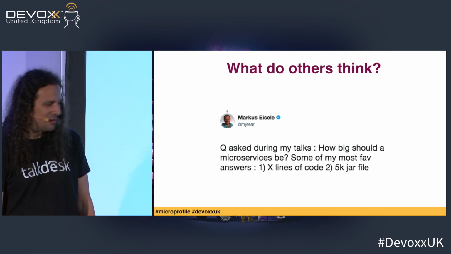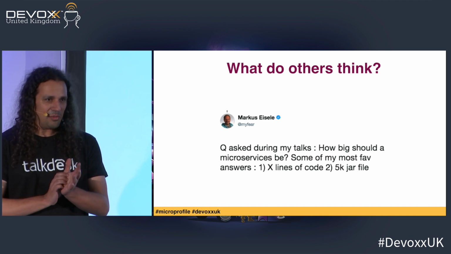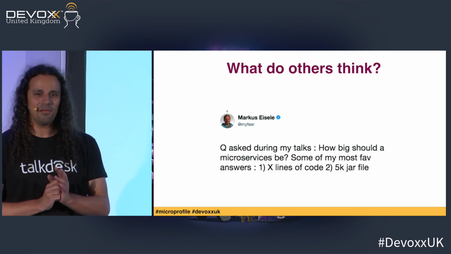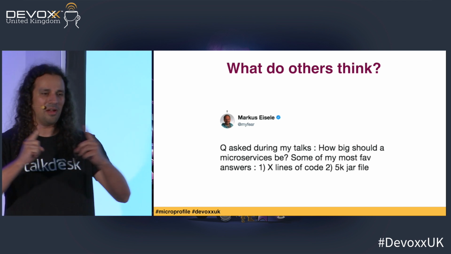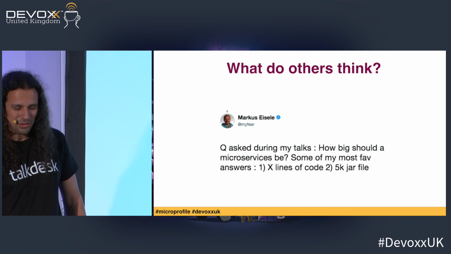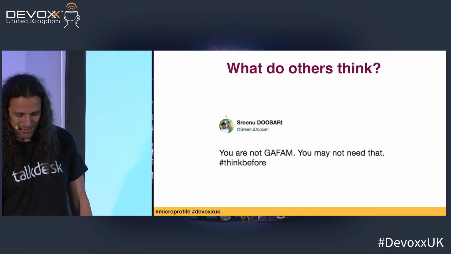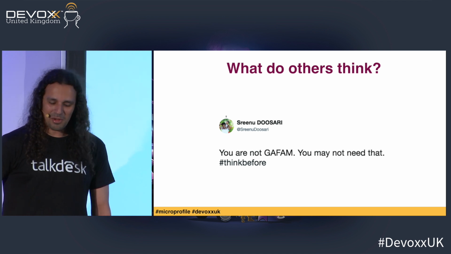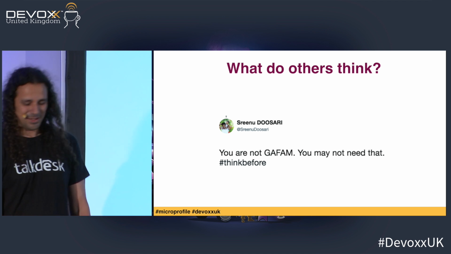Okay, so this is the how big should it be? Especially when people ask me or answer me, it's going to be like 5K lines of code or 100K lines of code. You actually realize that you can put everything in a single line, right? Even a monolith. Will it make it a microservice? We don't know. You're not GAMAF. You may not need that. And most people don't know what GAMAF is, but it usually stands for Google, Amazon, Facebook, Apple, and Microsoft, right?